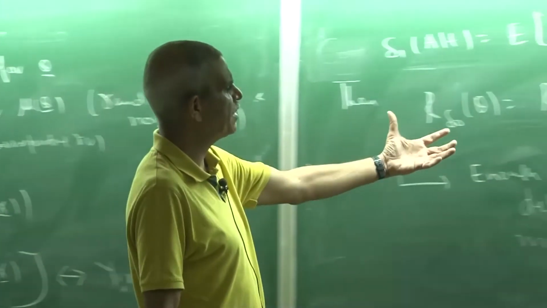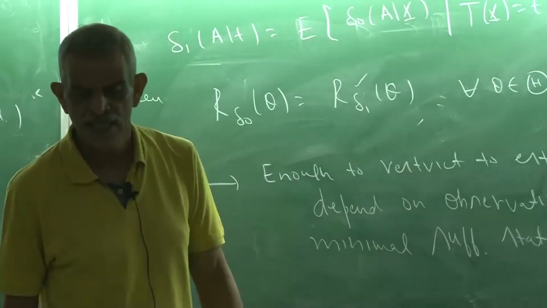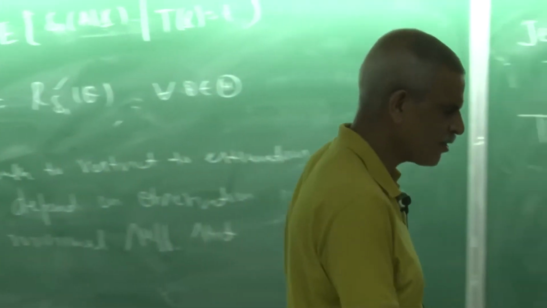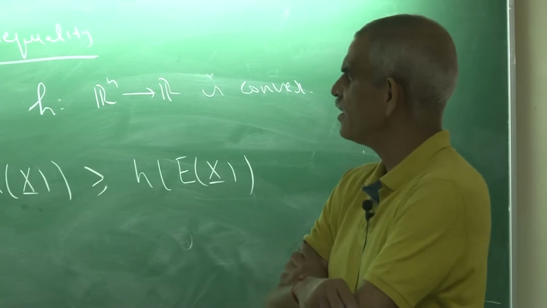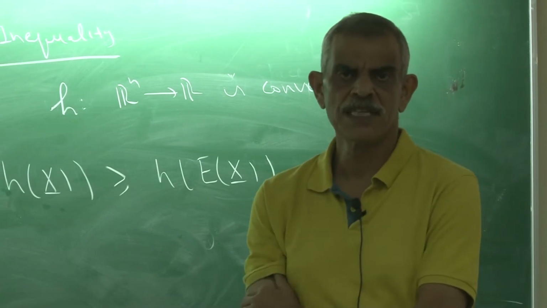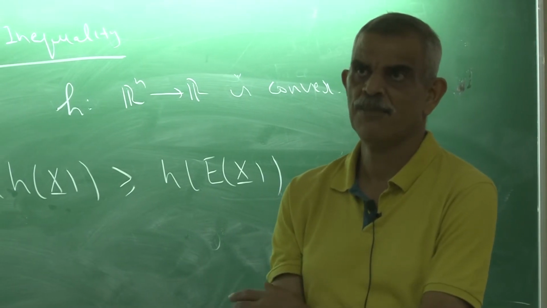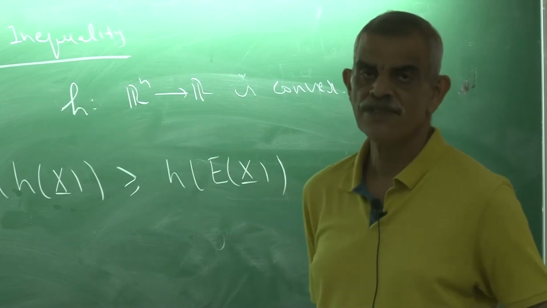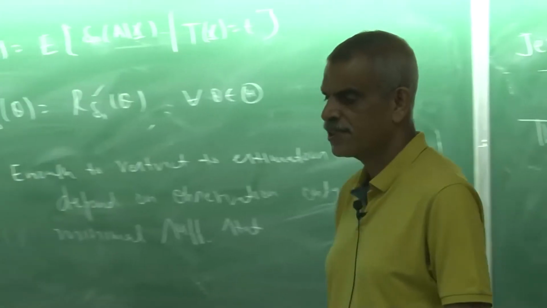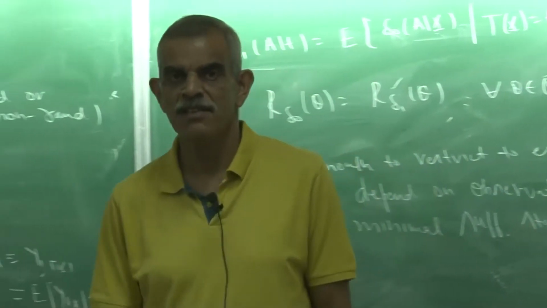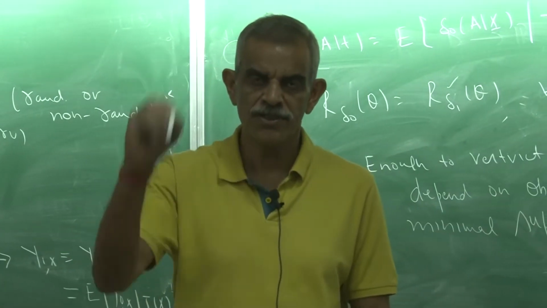Then I see the two estimators have the same risk. Or in other words, given any estimator delta naught, randomized or non-randomized, I can get an estimator delta 1 which depends only on the sufficient statistic and whose risk is the same as that of delta naught. Or in other words, it is enough to restrict oneself to the class of estimators which depend on observations only through the sufficient statistic.